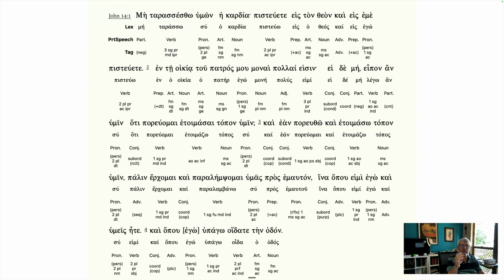You can use your interlinear, you can use the instant details box, but have a little bit of a think about the forms of the verbs that we find in John chapter 14, verses 1 to 4.